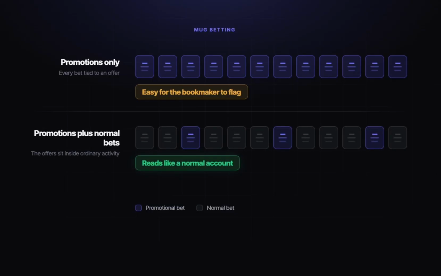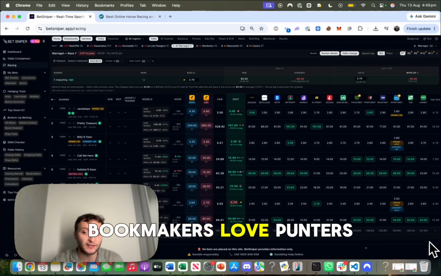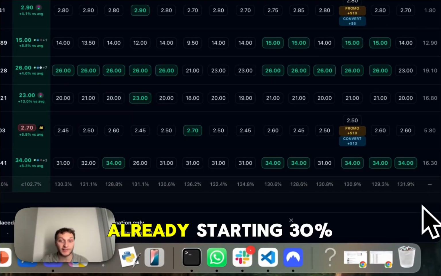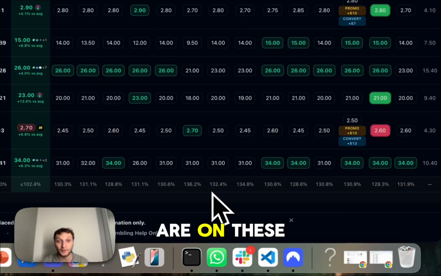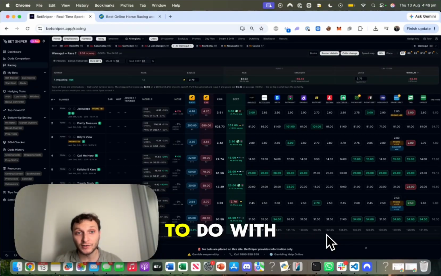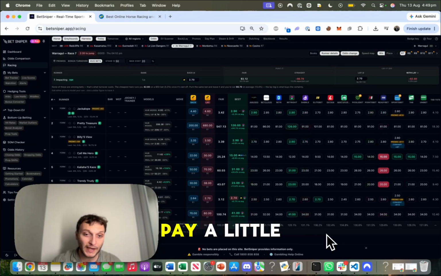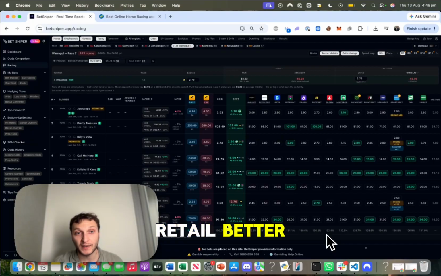And so what we want to try and do is place some normal bets. Now, because these margins are so big on horse racing, bookmakers love punters betting on racing because with no knowledge, most punters are already starting 30% behind the bookies because of how much margin there are on these races. So what we're trying to do with mug betting is choose bets that have the smallest amount of margin so that we pay a little tax, but we also look like a retail bettor.